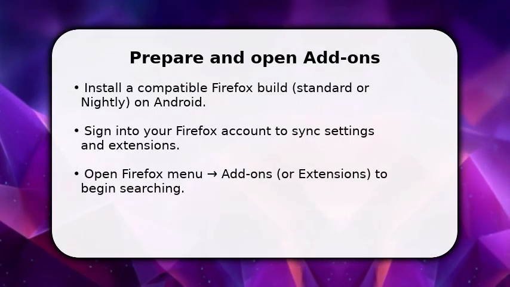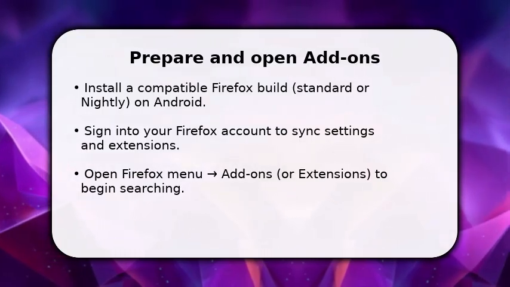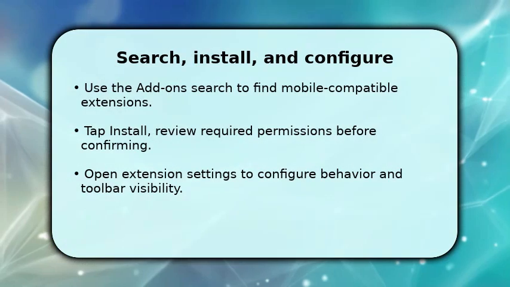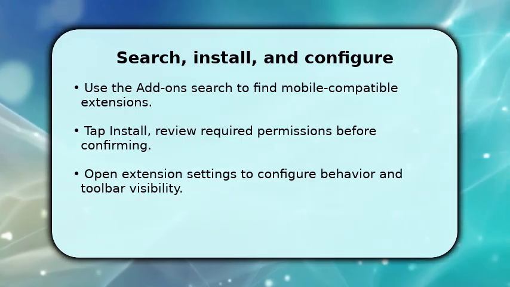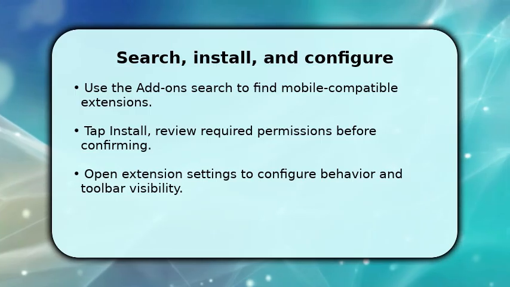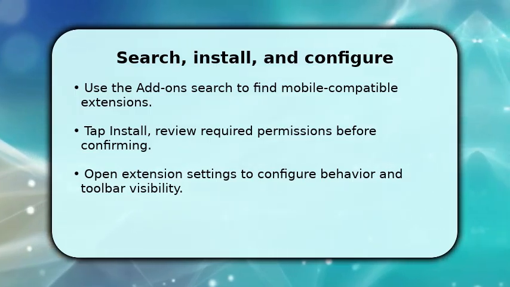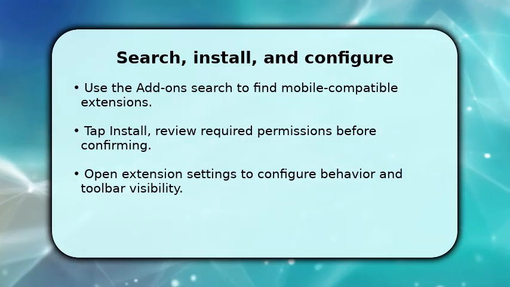Make sure to allow the browser any install prompts. This first step gets you into the extension workflow without guessing which packages will work on mobile. You'll search the add-ons list for mobile-compatible extensions, prioritize ones labeled for Android or mobile. Tap Install, then read the permissions prompt so you understand why the extension needs access. That prevents surprises and keeps your data safer.